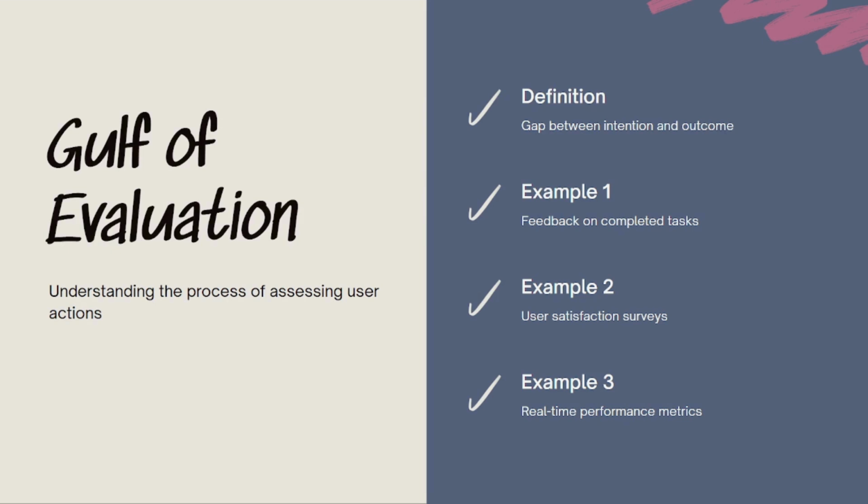Real-time performance metrics are also a good thing, where you show the user real-time performance metrics or real-time progress and everything, and also track in your backend. So the user gets his feedback, you get your feedback, and try to work it out. So this is basically all about the Gulf of Execution and Gulf of Evaluation.